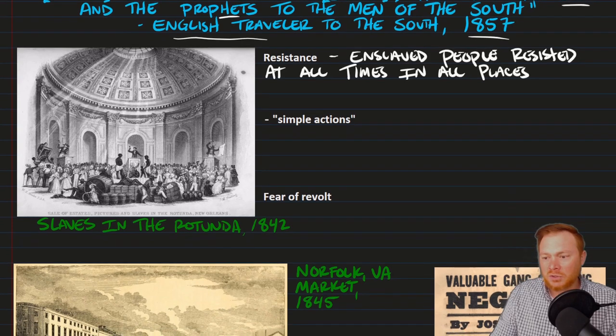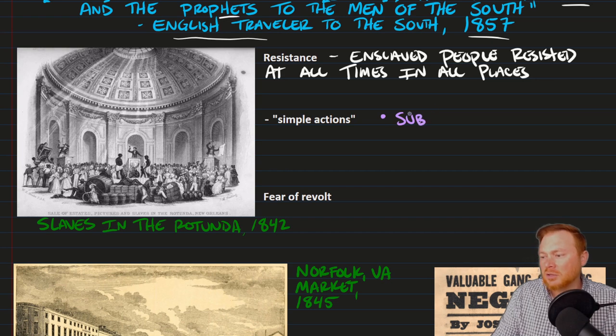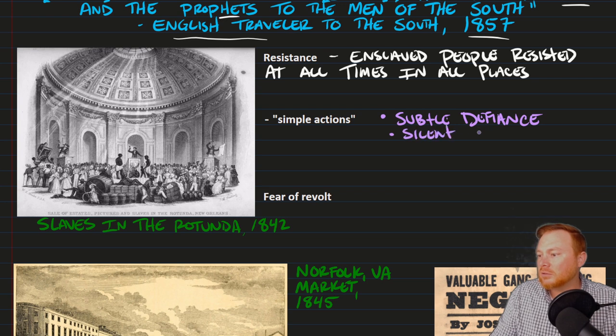Now, resistance comes in all different shapes and forms. It could be done on a much smaller scale, or on a much larger scale. Your textbook identifies certain acts of resistance as quote unquote "simple actions." You might also hear this described as subtle defiance or silent sabotage. Subtle defiance, subtle sabotage, simple actions. This is essentially the day to day resistance.